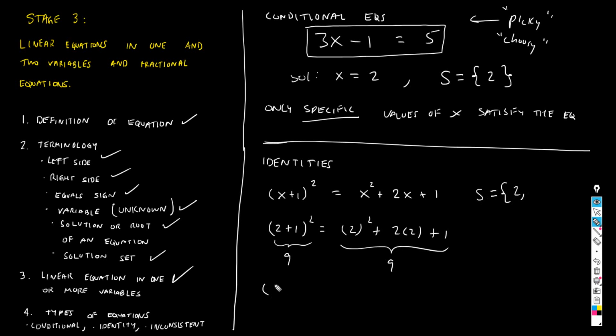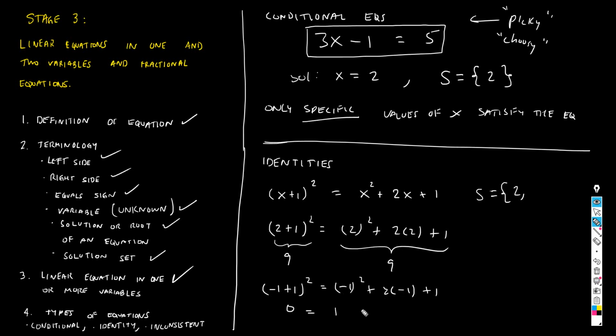Now, do that, guys, with any other number you want. It doesn't matter. What about minus 1? I'm going to replace x for minus 1. So here it goes. Minus 1 plus 1 squared equals minus 1 to the square plus 2 times minus 1 plus 1. This is 0.